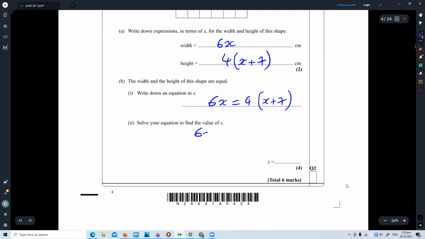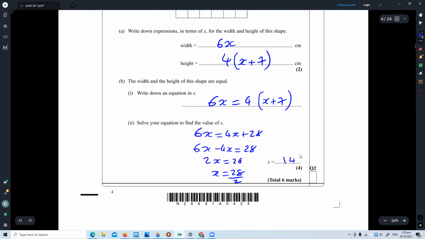So you'll say 6x equals 4x plus 28. I'm going to move the 4x to the left, so plus becomes minus. So 6x minus 4x is equal to 28, which gives me 2x is 28. And to finish my question, I need to move the 2 to the other side. Times becomes divide. X is equal to 28 divided by 2, which is actually 14.